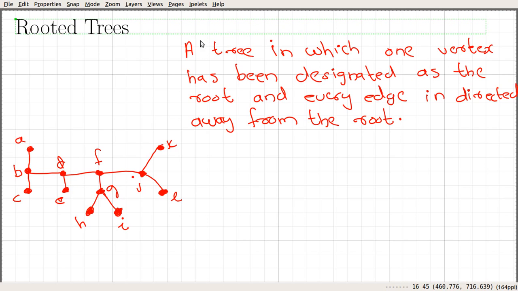So a rooted tree is a tree in which one vertex has been designated as what is called the root. So that is why it is called a rooted tree, and every edge is directed away from the root. So it is kind of a directed graph. Okay, and we designate one vertex as the root and every edge is directed away from the root.